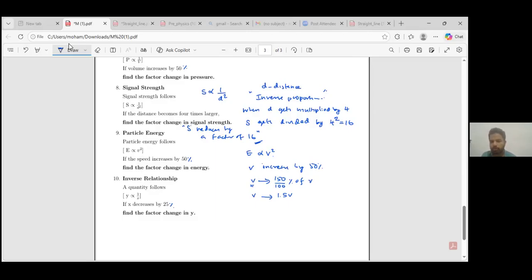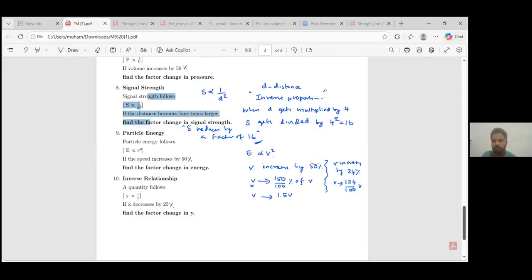So that's what happens here. For another example, let's say if they say V increases by 24%. If they say V increases by 24%, V would become 124 over 100 V, right? So something like that. So V is 1.5 V now.